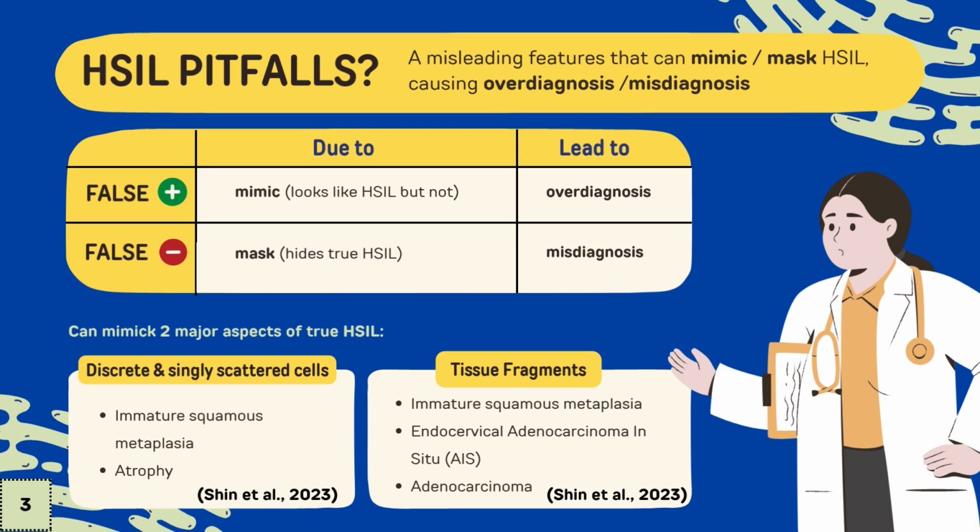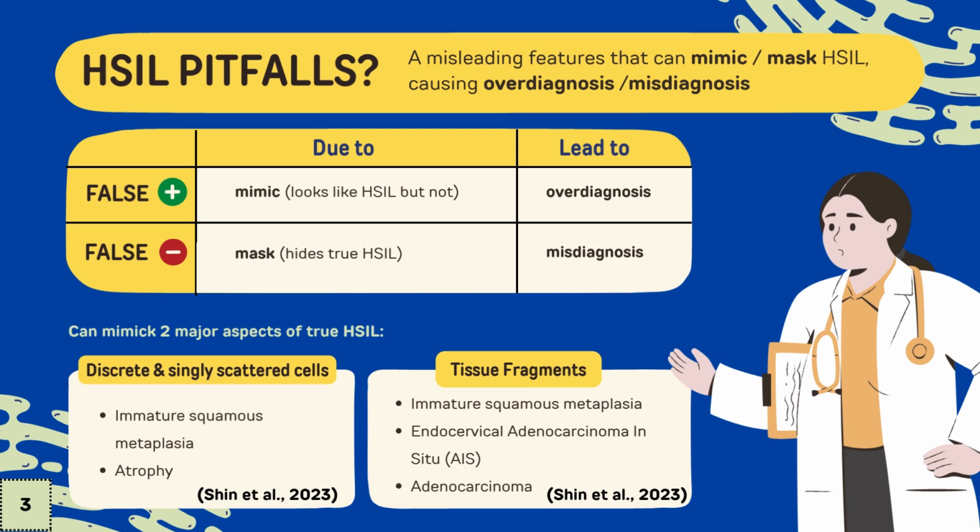Next is false negative, which usually happens when it is a true HSIL, but other cytologic features can mask it, hiding the true HSILs. So this is usually due to a mask, which hides the true HSILs, and it will lead to misdiagnosis.